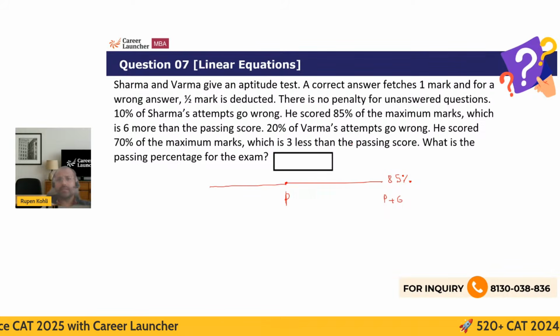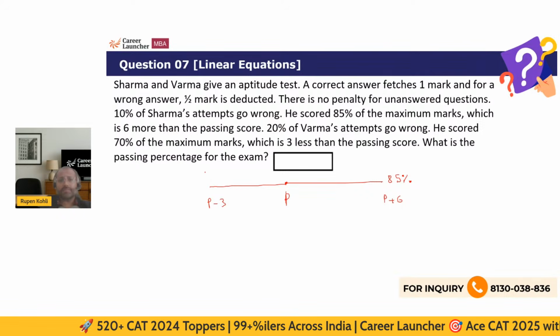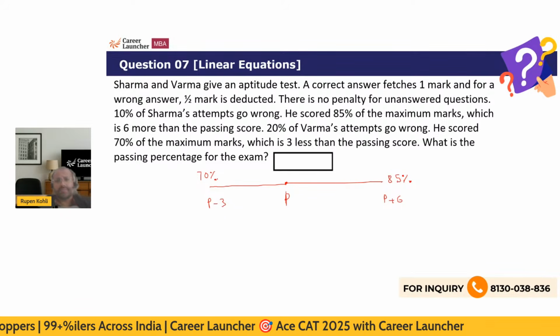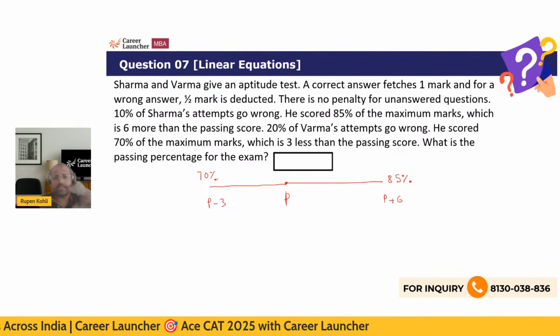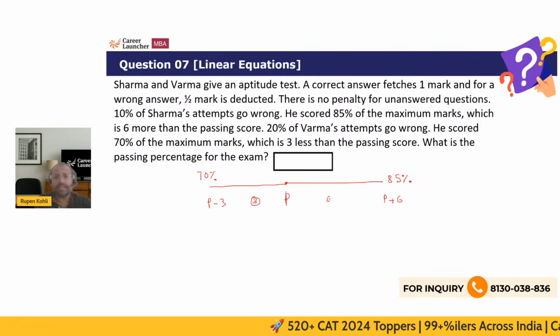And look at the other person who scored 70% of the maximum marks, which is 3 less than the passing score. So a score of P minus 3 is a percentage of 70%. What should be the passing percentage? Isn't this split on either side in the ratio of 1 is to 2? This is a difference of 3, this is a difference of 6. There's a gap of 3 marks, there's a gap of 6 marks.